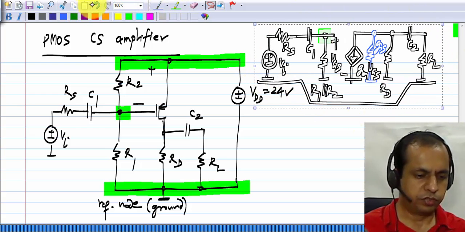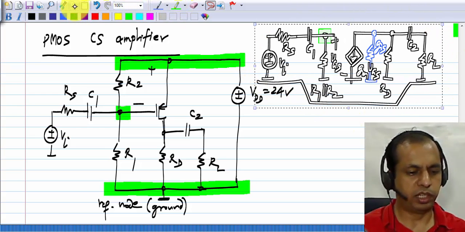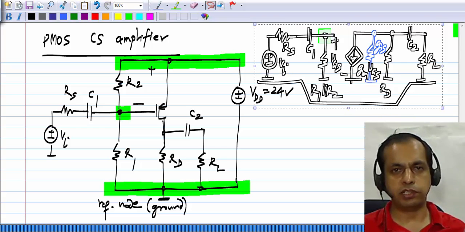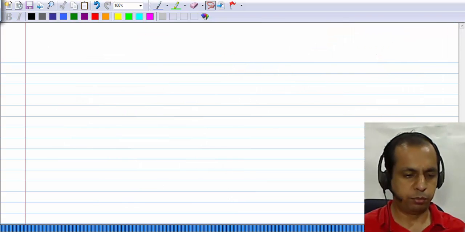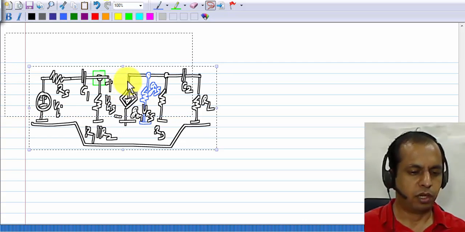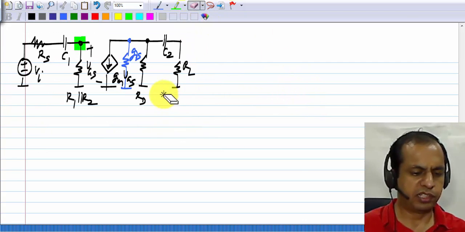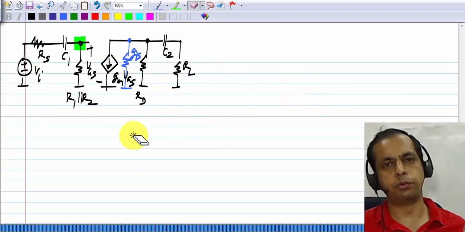So as far as the small signal picture or the incremental picture is concerned, everything is exactly the same between PMOS and NMOS cases. It's the operating point and some other large signal characteristics that will be different. We'll see what they are.